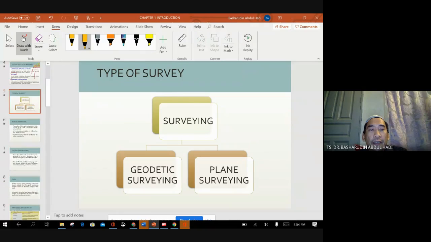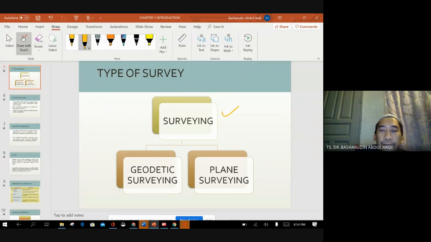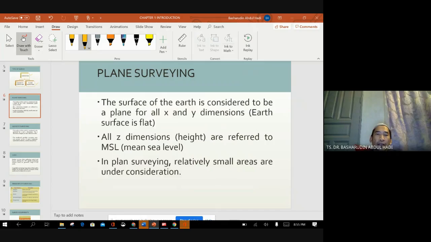So in surveying, in general, we have two types: geodetic survey and plane surveying. Alright. What is plane surveying? Look at this one. The surface of the earth is considered to be a plane for all x and y dimensions. So we assume the earth's surface is flat. This is what we call plane surveying. And all z dimensions, or heights, are referred to mean sea level. This is what we are doing now.